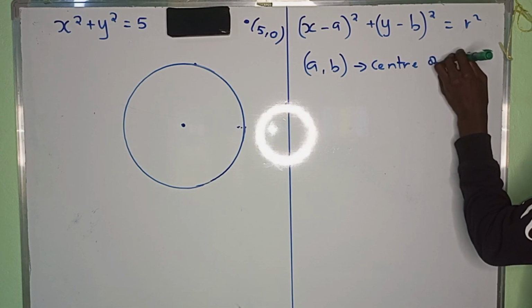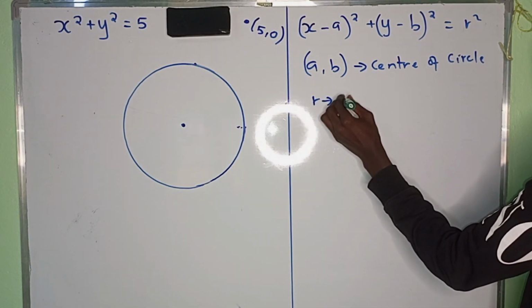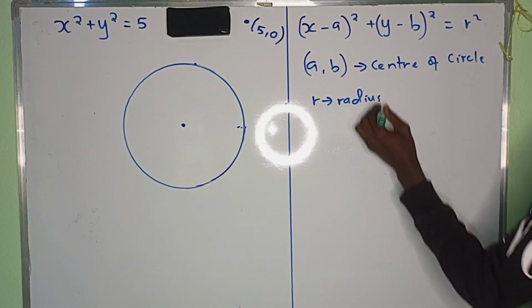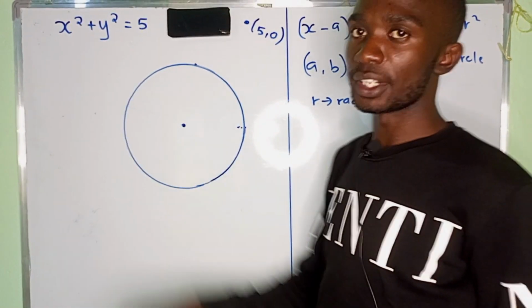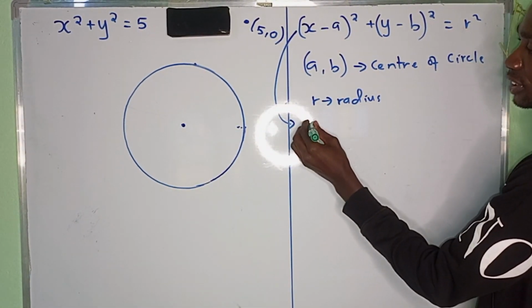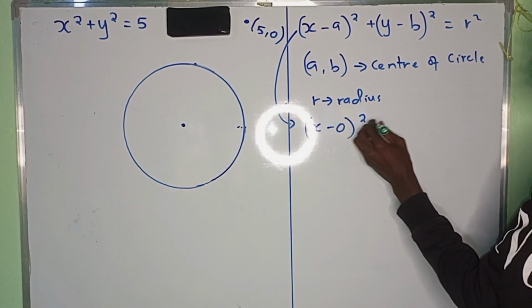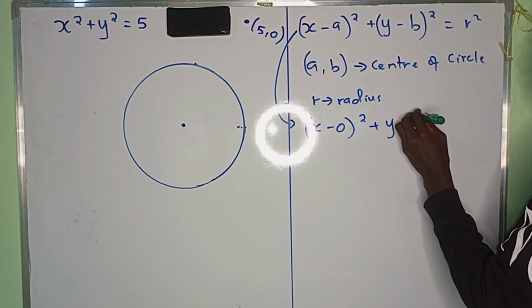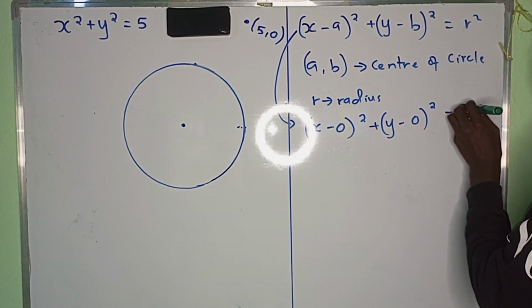where (a, b) is the center of the circle and r is the radius of the circle. So this equation of the circle can be rewritten in this form: x minus 0 squared plus y minus 0 squared is equivalent to r squared, that is 5.